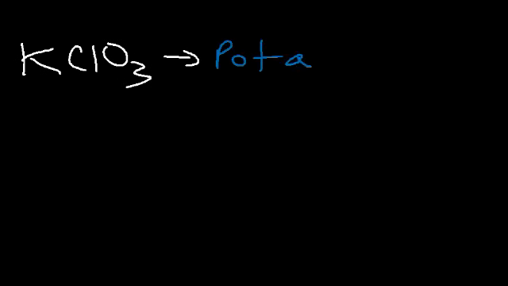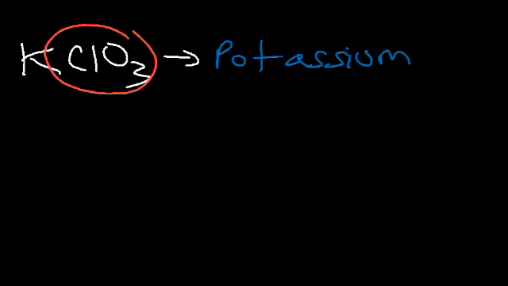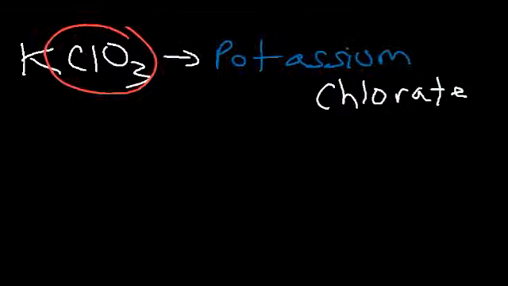Now let's say we want to name KClO3. The first element, K, is simply called potassium. The second part, the polyatomic ion, you simply need to know what the name is. ClO3 is called chlorate, so this is potassium chlorate. Go ahead and write the names of the following compounds.